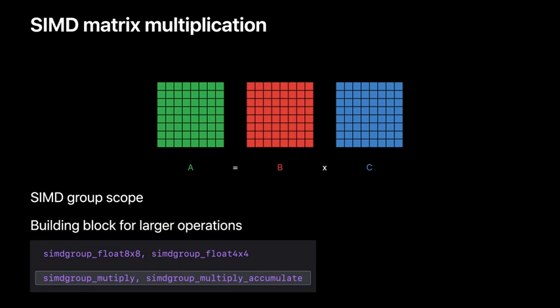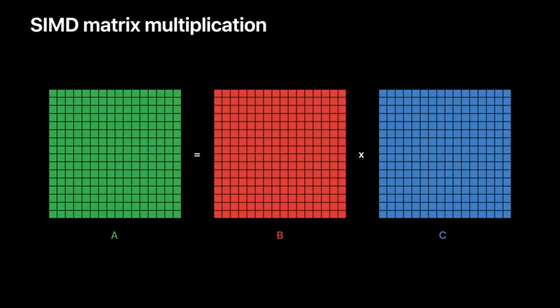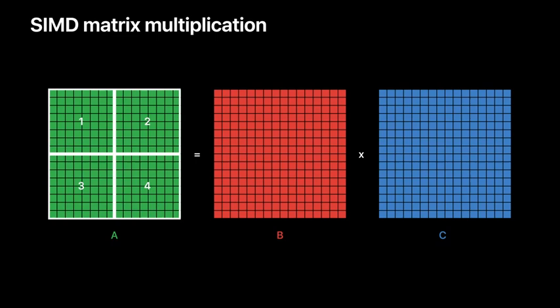Let's look at an example of multiplying two 16x16 matrices in a thread group using these functions. We're going to use the 8x8 SIMD group matrix operation to build a 16x16 thread group matrix multiplication. First, we partition the result matrix across 4 SIMD groups. Each SIMD group will be responsible for computing one 8x8 quadrant of the result.